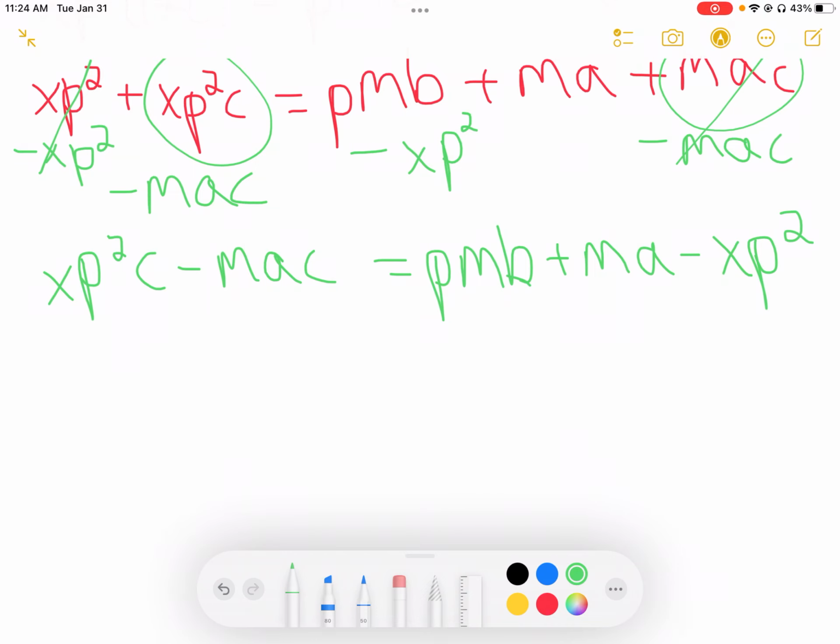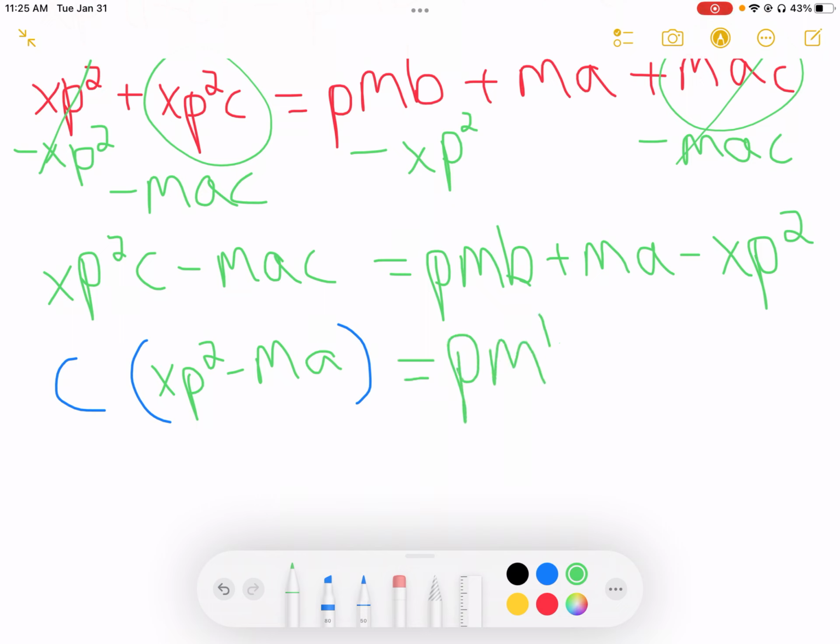Now I can factor. Each of these terms has a C, so I can do C, and then what's in here would be xp squared minus MA. Over here, I still have the same exact terms: PMB plus MA minus xp squared.